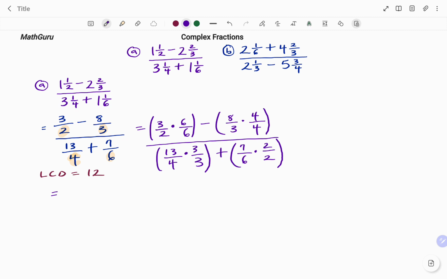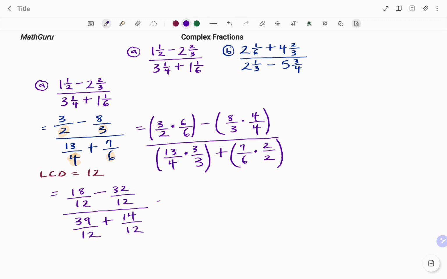That will give us, for the first term, 6 times 3 is 18. So I have 18 over 12 minus 8 times 4, 32 over 12, divided by 13 times 3, that's 39 over 12, plus, then I have 7 times 2, 14 over 12.